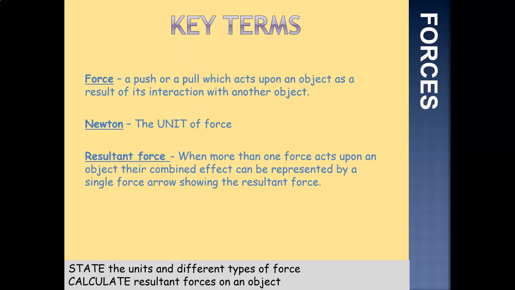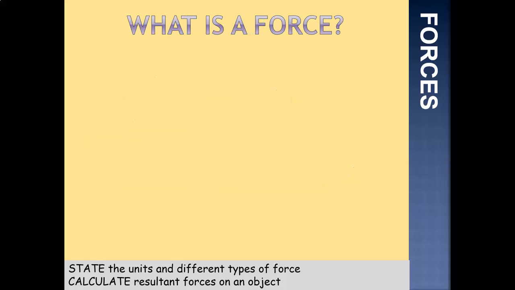And finally, the phrase resultant force. The resultant force is when more than one force acts upon an object, the combined effect can be represented by a single force arrow which shows the resultant force. So if we have an object and two forces are acting on it, the resultant force would be the overall force that's taking place on that. We're going to look at how to calculate the resultant force when different things are occurring and when different values are applied. So first up, what is a force?